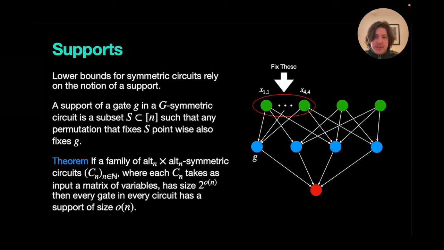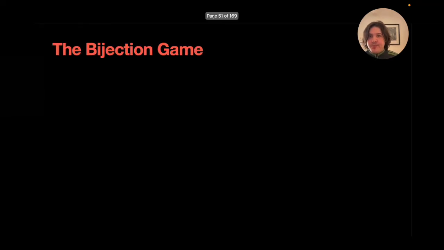And indeed, the important thing we want to do in the theory of supports is prove bounds on the size of these supports. So what we have is that if a family of Alt(n) × Alt(n) symmetric circuits, C_n, where each circuit takes as input a matrix of variables, has sub-exponential size, then every gate in every circuit has a support of sublinear size. So if the circuits are small, we have small supports.